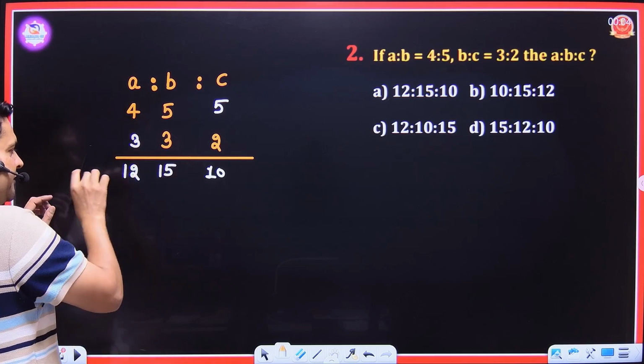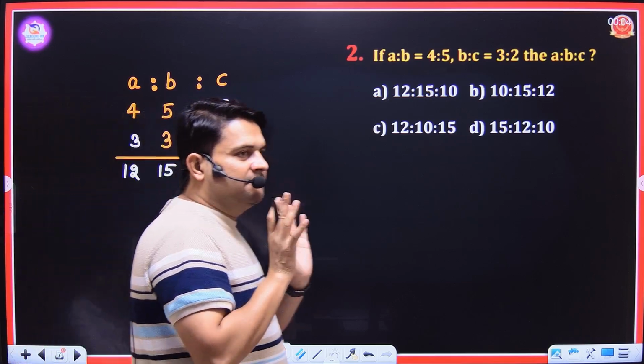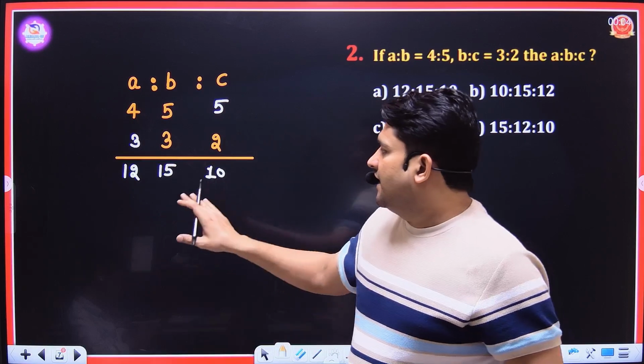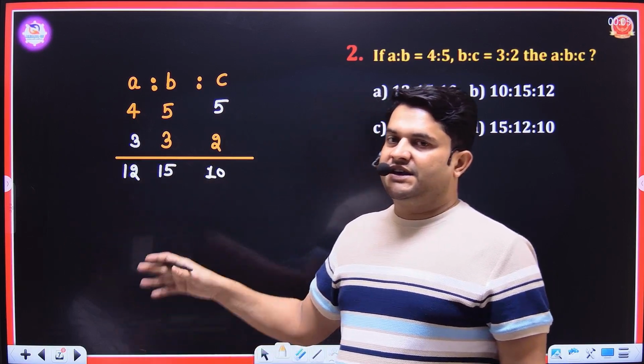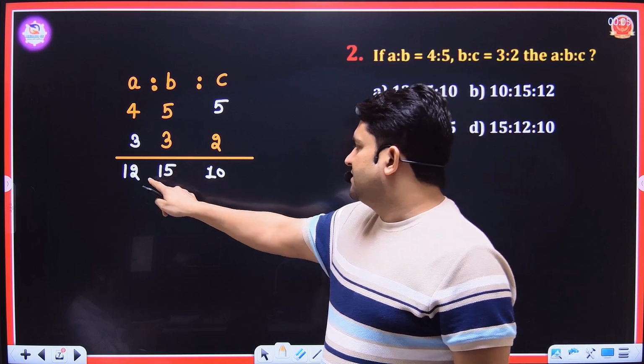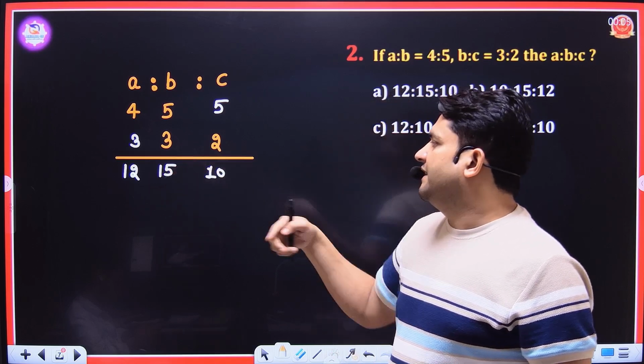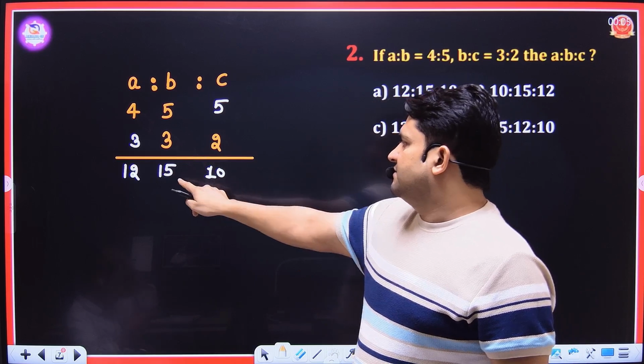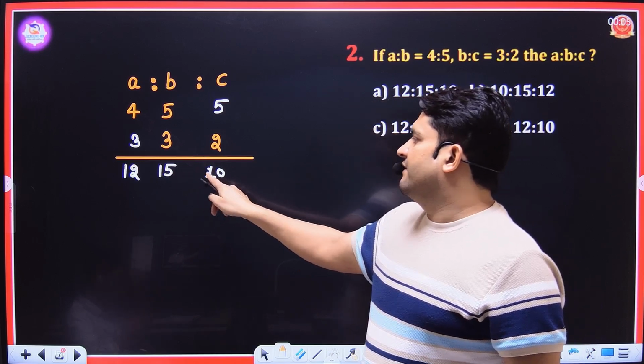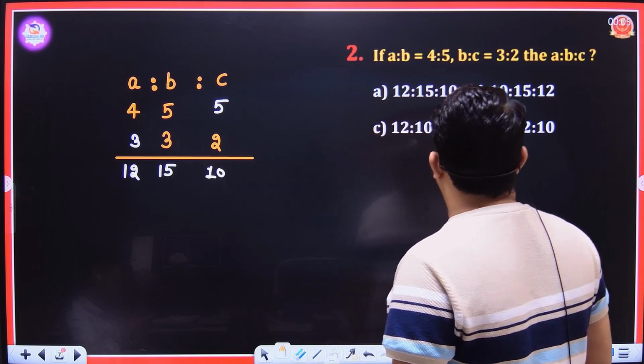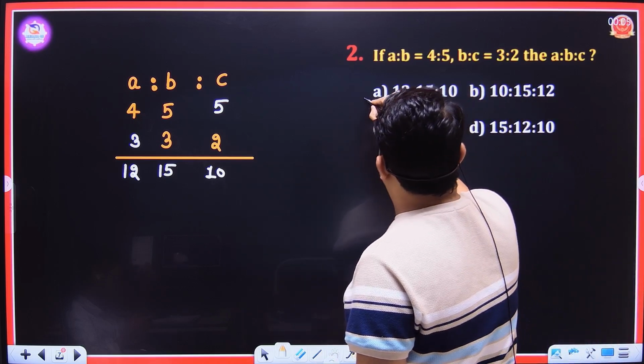You have to write a ratio in the least numbers, meaning if these numbers can be divided by any number, then you will divide them. See, 12 and 15 are divisible by 3, but 10 is not. 15 and 10 are divisible by 5, but 12 is not. So 12, 15 and 10 is the correct answer of this question.